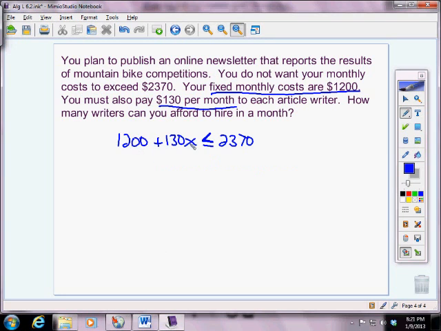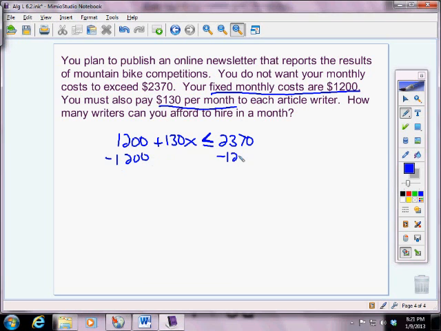our fixed cost plus what we're going to pay per writer. And I guess we're just really right now talking about each month. So our fixed cost plus, because this is how many writers can we afford a month. So our fixed cost plus how many writers we can afford to pay, and we want that to stay less than, not to exceed, 2,370. Once you set up your inequality, hopefully it's pretty easy to solve.